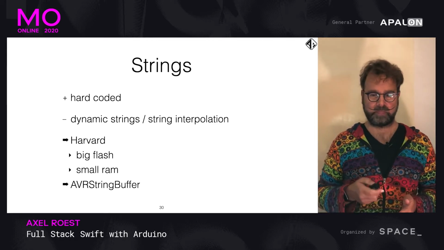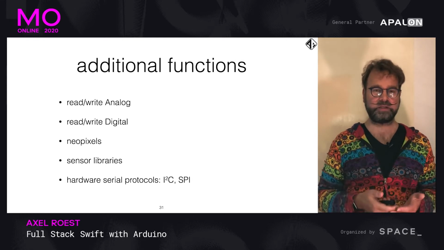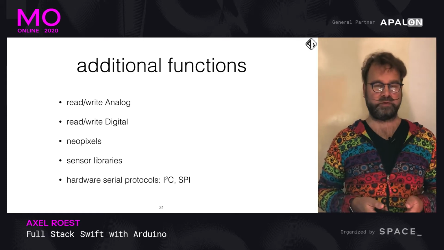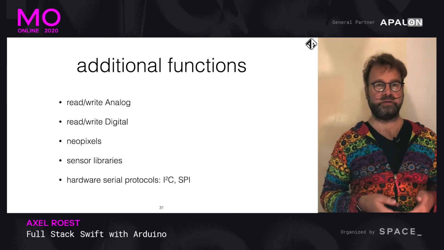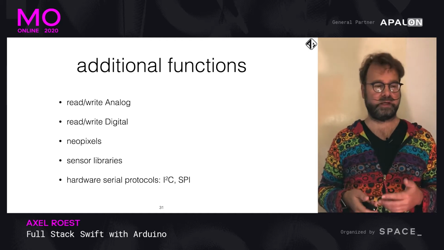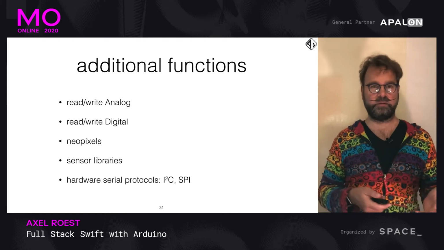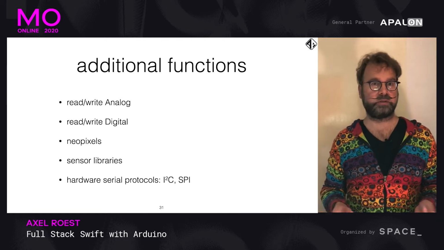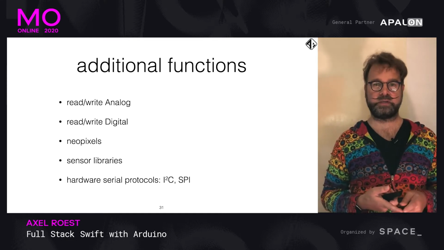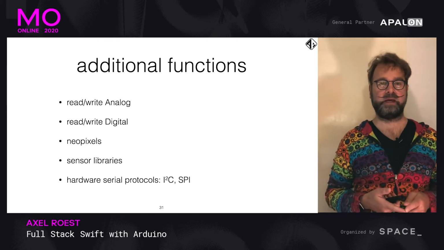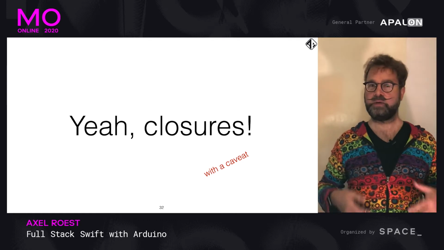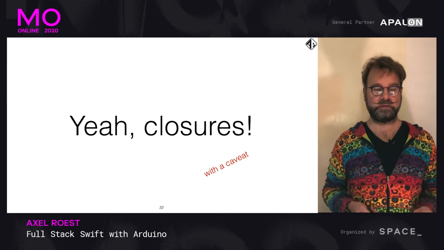On top of that, there are additional functions that you need for hardware and embedded devices, which you don't have on your phone. For example, you can read and write analog values. You can read and write hardware digital pins. You can steer NeoPixels, and you can have sensor libraries to measure humidity and temperature and the moisture of your plants. And of course, it supports hardware serial protocols like I2C, which is an inter-chip bus, and SPI, and of course a serial port. And yay, we now have closures in embedded development, which is great.